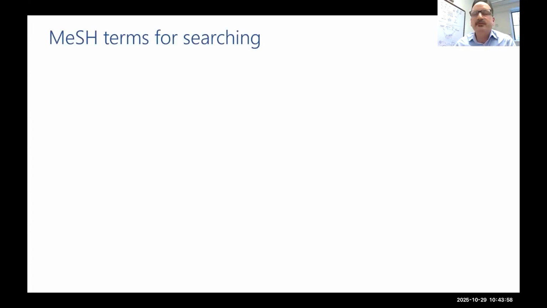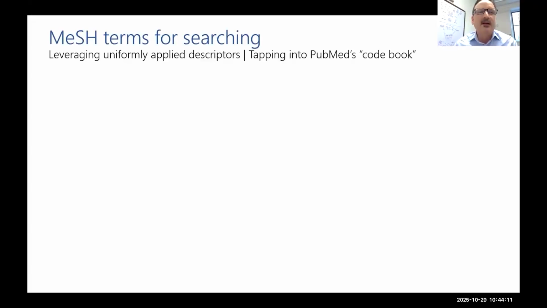So MeSH terms are great. They're preferred terms. How can we think about them as searching elements other than being preferred terms?